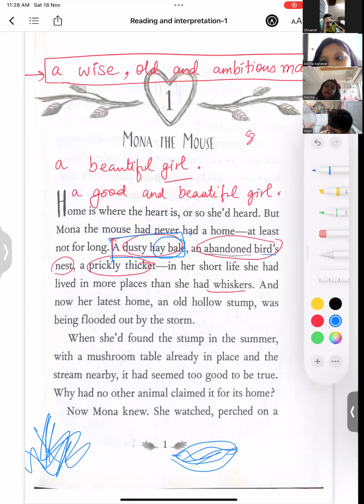But I can associate thicket with a blanket. Because when we are actually attempting a paper in an exam, we don't have Google to look for the answer, and we don't even have a dictionary. Okay? Now, coming back to the text. In her short life, she had lived in more places than she had whiskers. It is again a way to describe your sentence in a beautiful way. You could have said in a simple format that she had lived in many, many places, right? But since it's a storybook and it's been written by an accomplished author, he is going to use beautiful words.